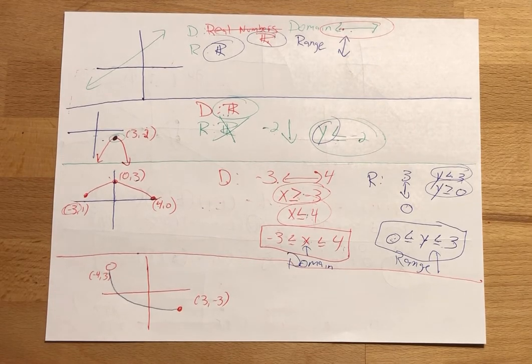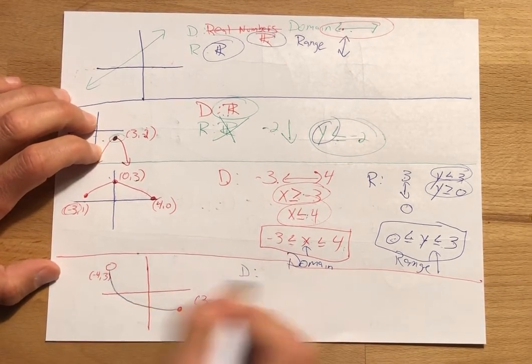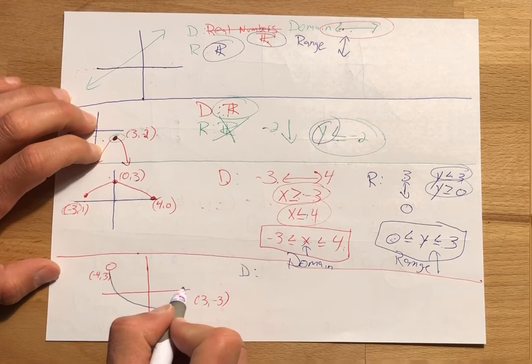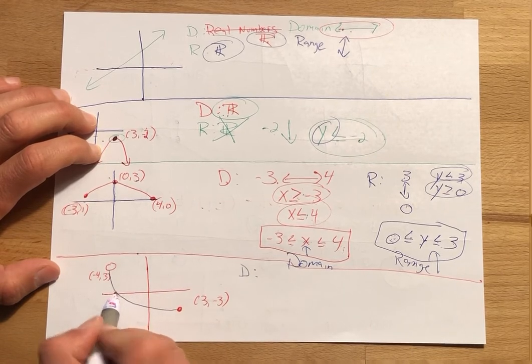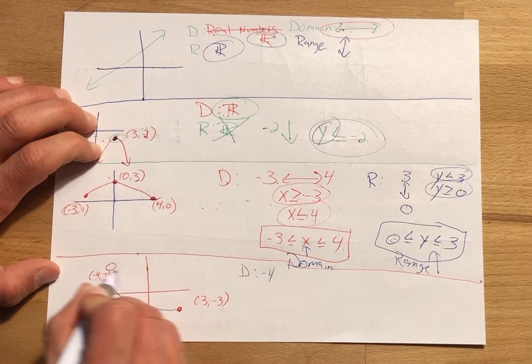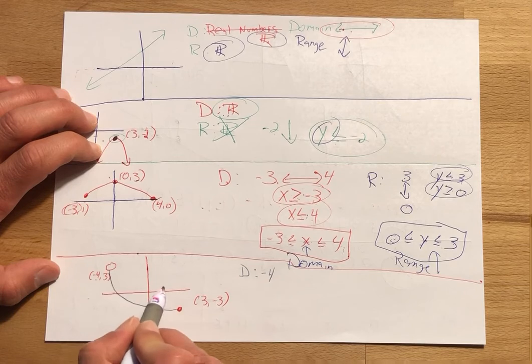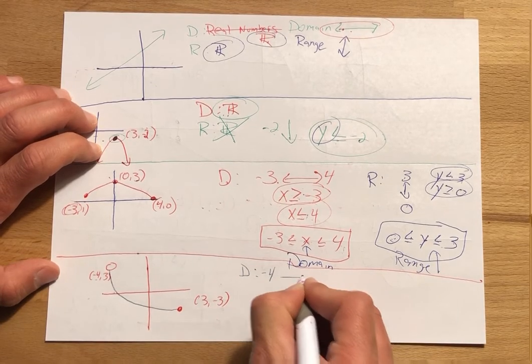All right, let's write this in English first. What's my domain? How far does it go left and right? Well, the smallest number on the x is -4. See? And it goes all the way. Don't worry about the shape that it goes down. It doesn't matter. It contains every x all the way to 3.